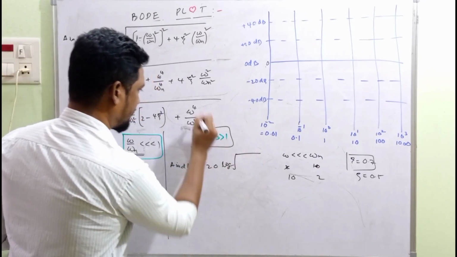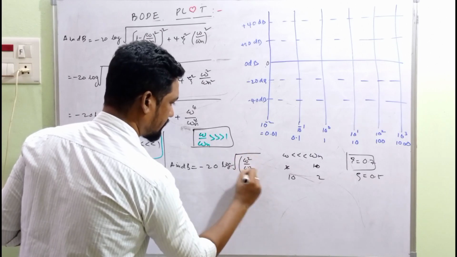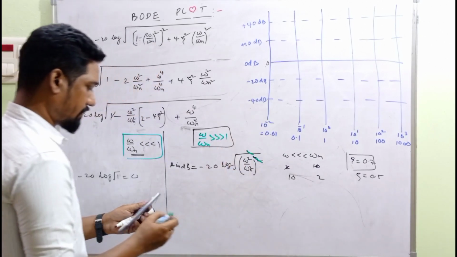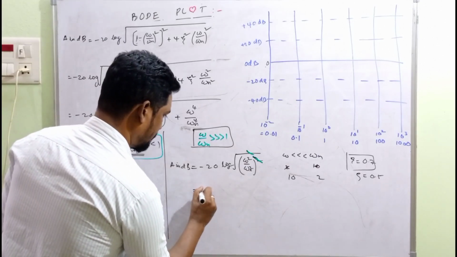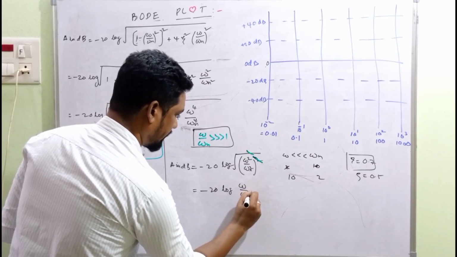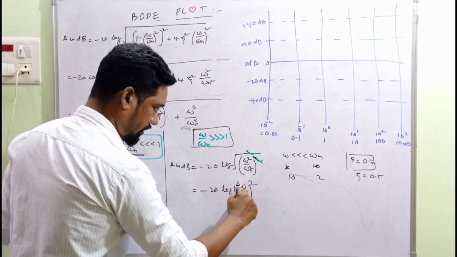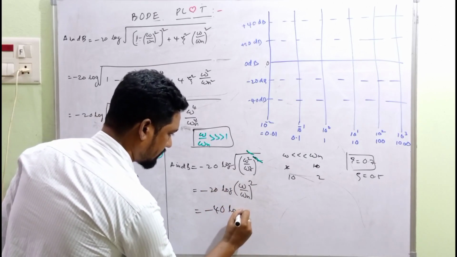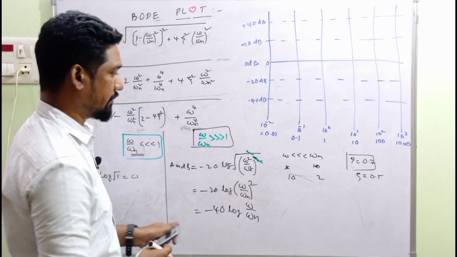Can this be written as omega square by omega n square whole square? Is there any problem? No, that can be written as, so this one gets cancelled, okay? So that will give us minus 20 log omega by omega n whole square, right? So this comes over here, making minus 40 log omega by omega n, right? Keep this in mind, A in dB is minus 40 log omega by omega n.